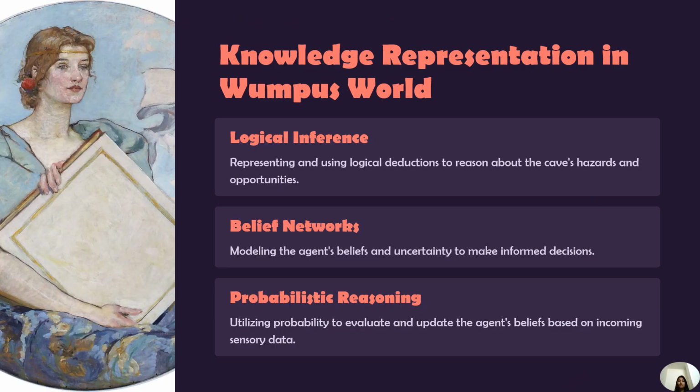Let us talk about knowledge representation in Wumpus world. Logical inference. Representing and using logical deductions to reason about the cave's hazards and opportunities. Belief networks. Modeling the agent's beliefs and uncertainty to make informed decisions. Probabilistic reasoning. Utilizing probability to evaluate and update the agent's beliefs based on incoming sensory data.